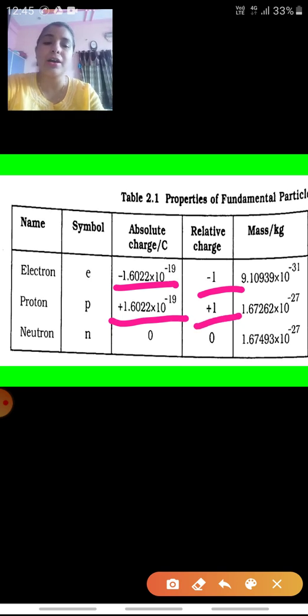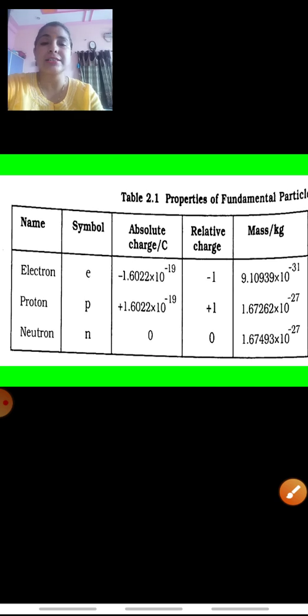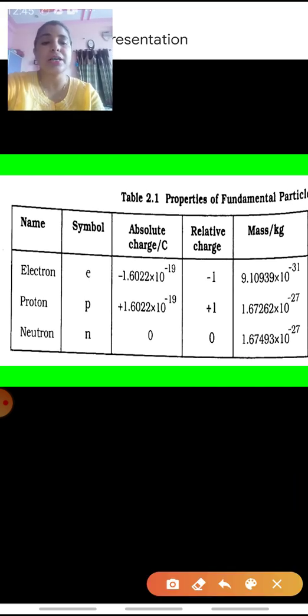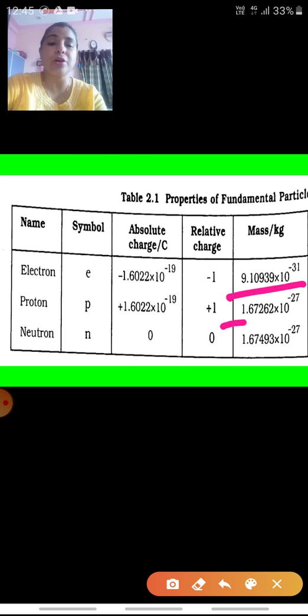Now the relative charge is one negative and one positive. If we see the mass of electron and proton, the mass of an electron is 9.1 into 10 raised to power minus 31 kg, and that of a proton is 1.67 into 10 raised to power minus 27 kg. Now see, the mass of proton and neutron is almost similar.